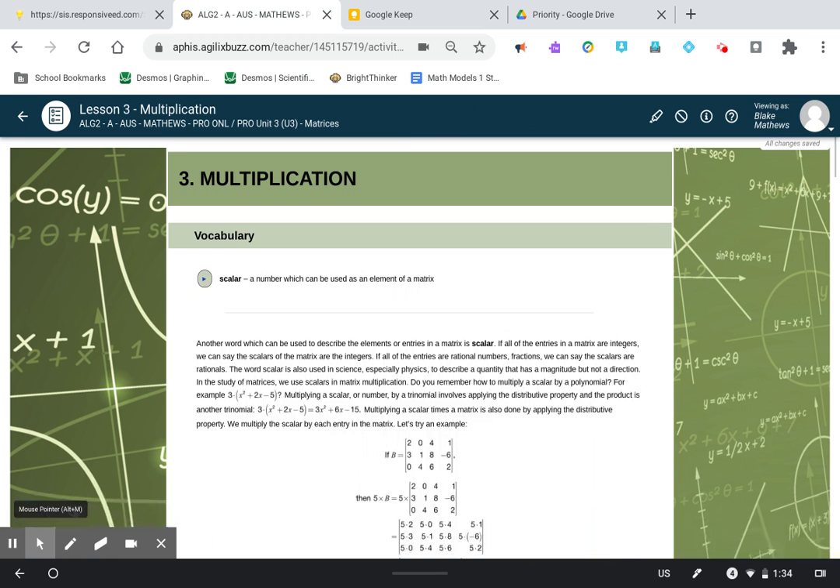So this is pretty straightforward. I won't spend much more time on this, but the next video will take a little bit more time because multiplying matrices by one another is a little bit more complicated. So that is it for lesson 3.